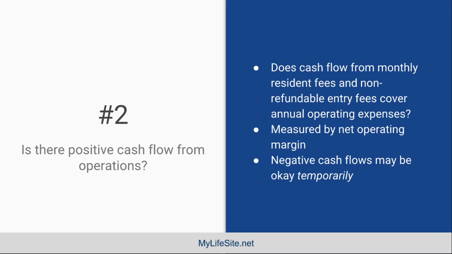Number 2, is there positive cash flow from operations? Cash flow from operations generally comes from a combination of two things: monthly fees paid by the residents and also non-refundable entry fees. That means any portion of an entry fee that is not refundable to the resident if they move out or at death or something like that. Those two things, the monthly fees and non-refundable entry fees, are generally what we're talking about when we say cash flow from operations.